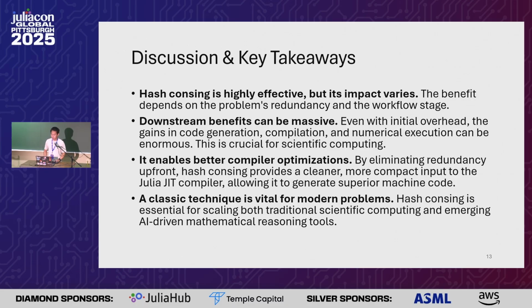So after all, what does this mean? First, hash consing works, but its benefits are context dependent. Second, and most importantly, we must look at the entire workflow. The massive downstream speedups demonstrate that hash consing is a powerful enabling technique for symbolic numerical computation. It proves that this classic software engineering technique is more relevant than ever as we tackle larger and more complex computational problems.